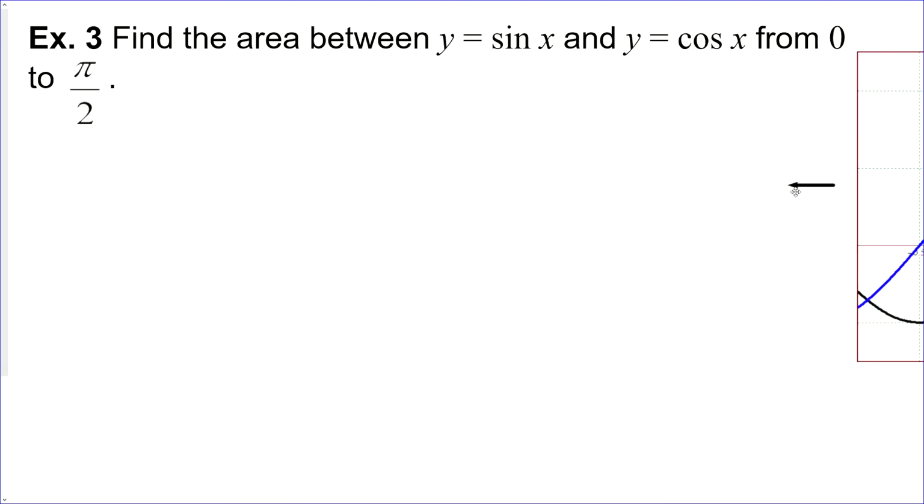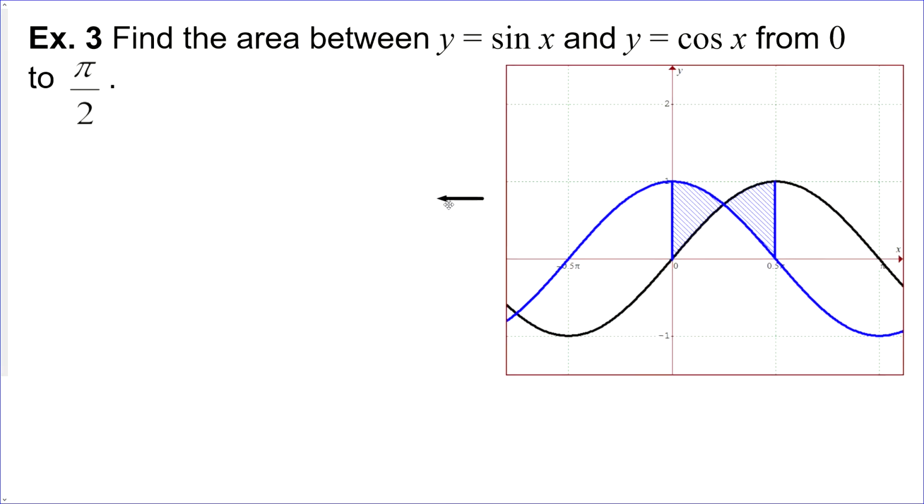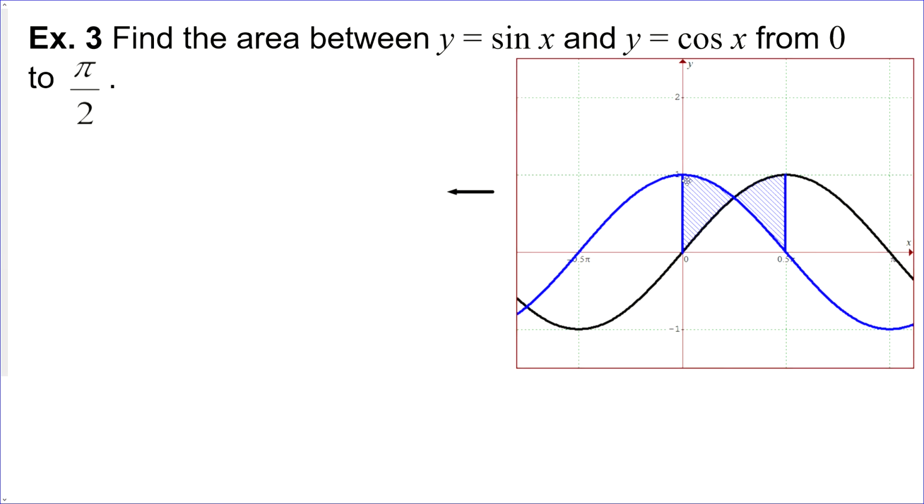Now cos would be initially the higher function here, and it is graphed in blue. And then at pi over 4 they are equal. After that, sine becomes the higher function. Now the problem with this, and what we're trying to do, is that the functions change halfway through here which one's on top.